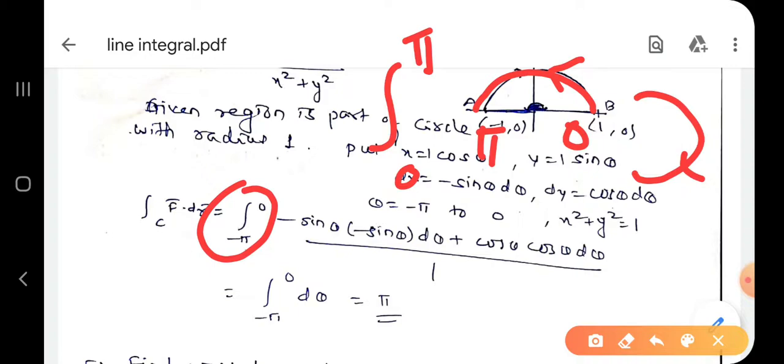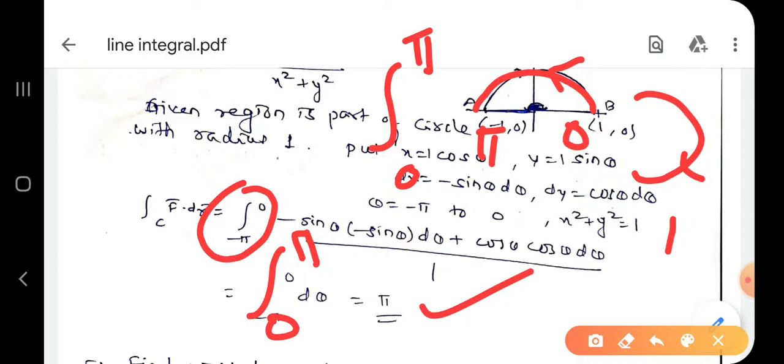Understood? What are the limits now? Limits are 0 to pi. So instead of minus pi to 0, just keep in your mind our limits are 0 to pi. Correct? Now put the values of cos theta and sin theta, and you will get the answer pi, because cos square theta plus sin square theta is 1 and the limit of d theta from 0 to pi is pi.